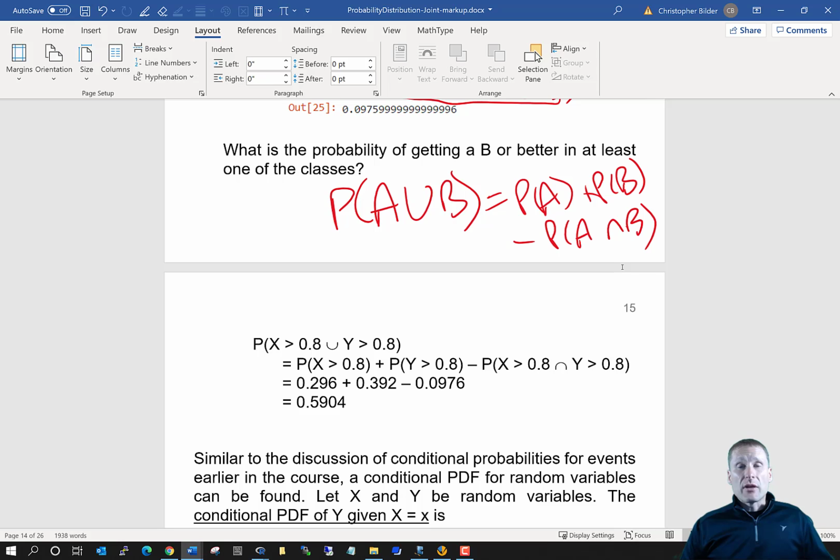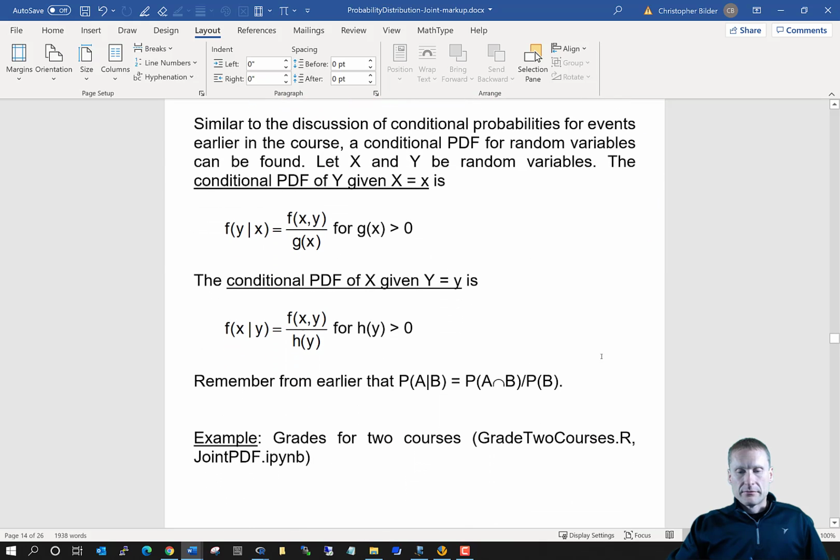Now, with respect to this joint PDF, we need to do the same thing. So the probability of x being greater than 0.8 union y greater than 0.8 is equal to the probability x is greater than 0.8, which we already found to be 0.296 before, plus the probability y is greater than 0.8. We found that to be 0.392. And then we just found the probability of this intersection as well to be 0.0976. And so the probability of getting a B in at least one of the courses then is 0.59. Okay.